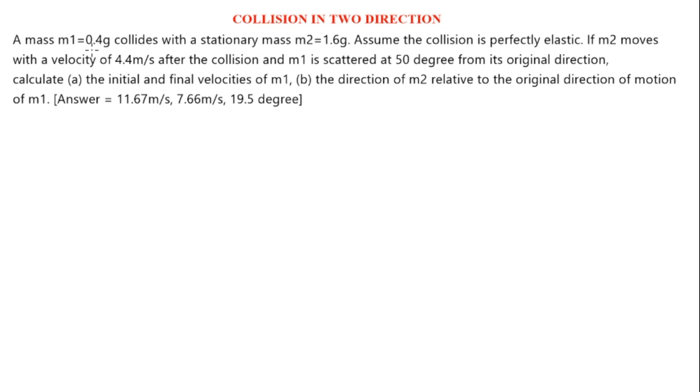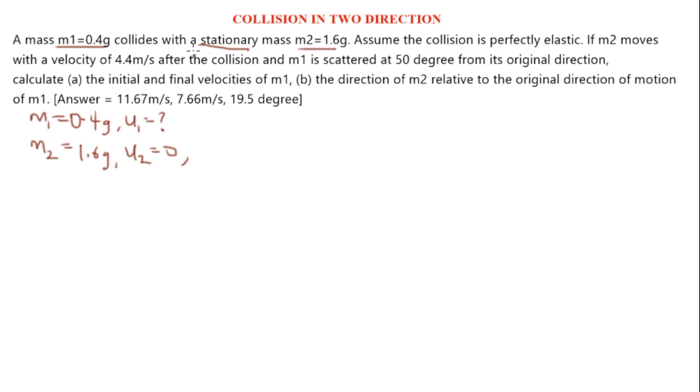Okay, let's start. A mass m1 collides with a stationary mass m2. So we have m1 equal to 0.4 gram. Then u1, we don't know u1. We have another mass m2 which is 1.6 gram. The initial velocity is 0 because it is stationary. Okay, assume that the collision is perfectly elastic.